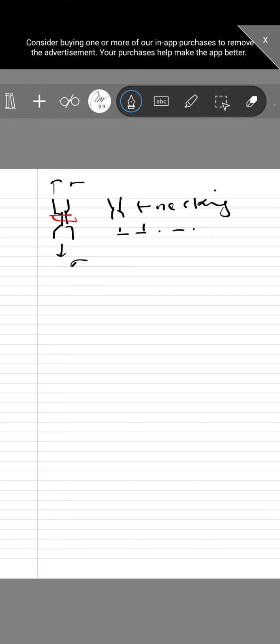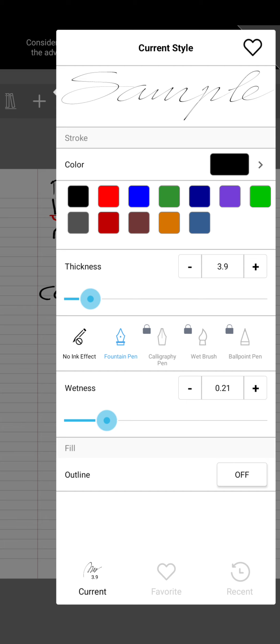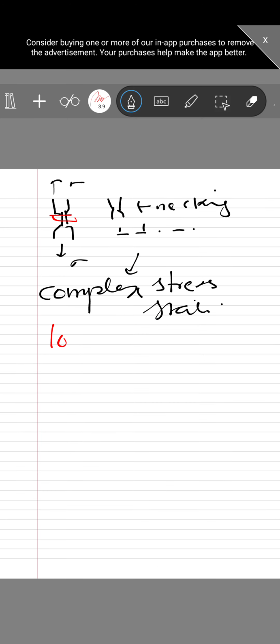Now, due to this necking, a complex stress state arises, because the dislocation movement has started. And what is interesting is that it locally raises the strain rate.